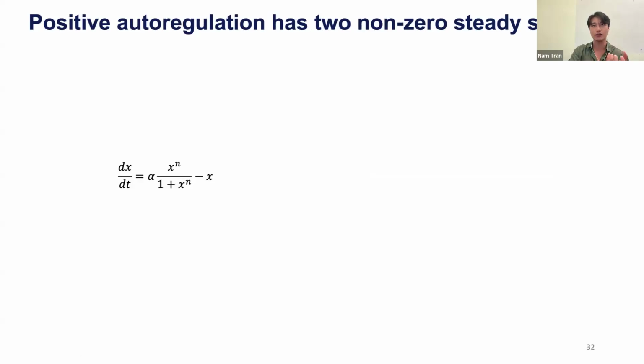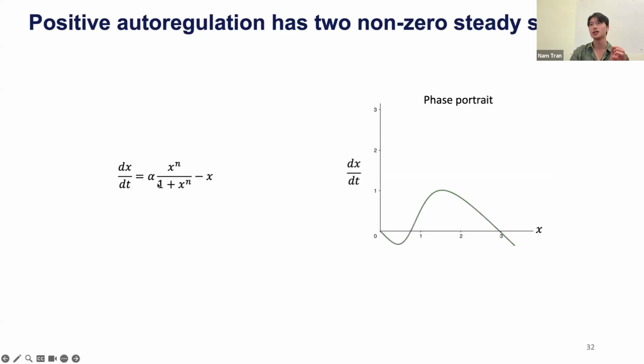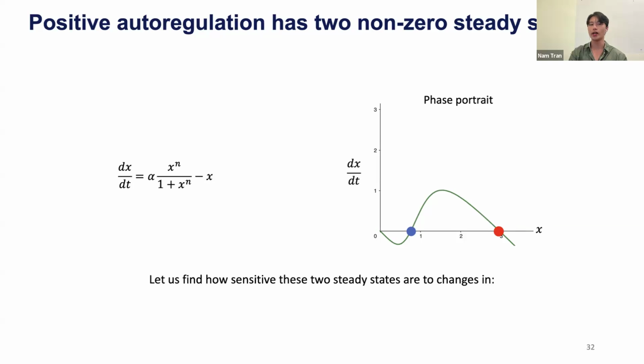You can see this if you plot the differential equation for the system. If you plot dx/dt with respect to the concentration, you can see that there are 2 points where the system is stable. Its steady states, blue and red. And we want to see how sensitive these are to the feedback strength alpha and the cooperativity constant N.